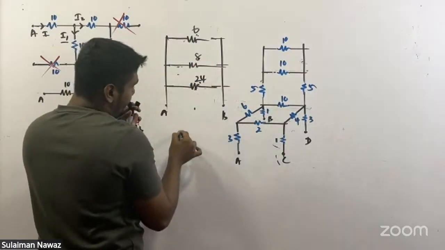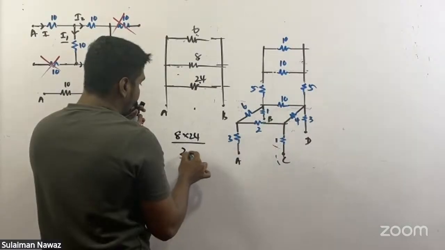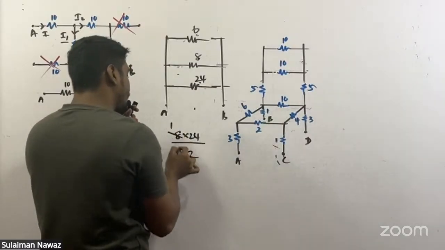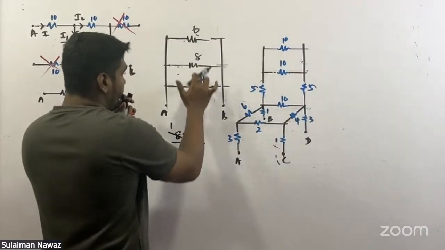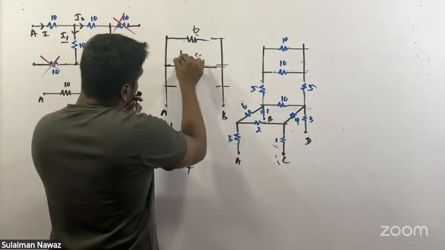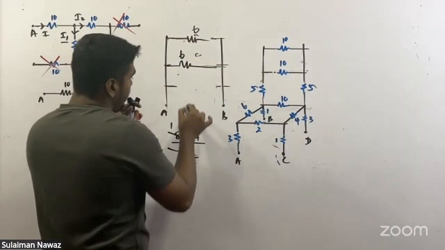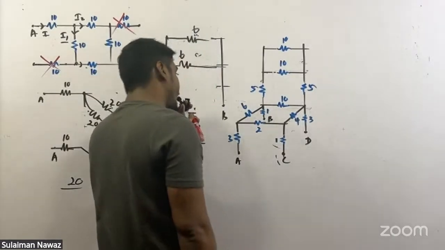8 and 24, they are parallel. 8 into 24 over 8 plus 24 is 192 over 32, which is 6. The result of these two is going to be 6. These 6 and 6 in parallel, the answer is 3.